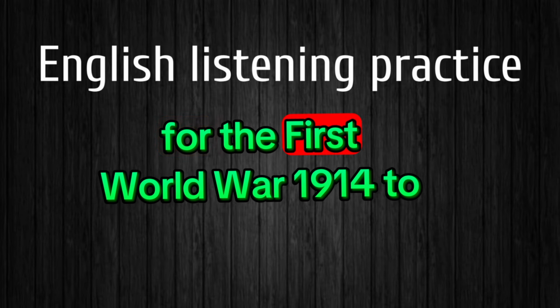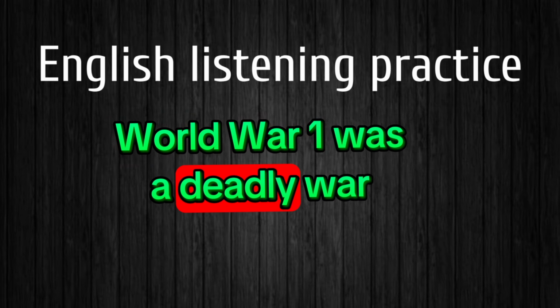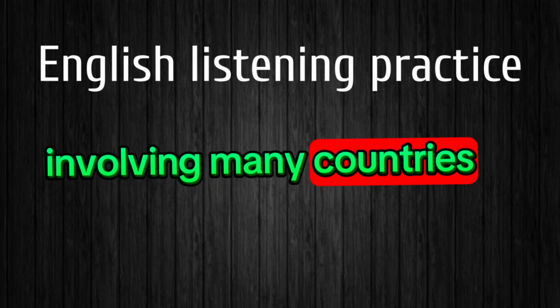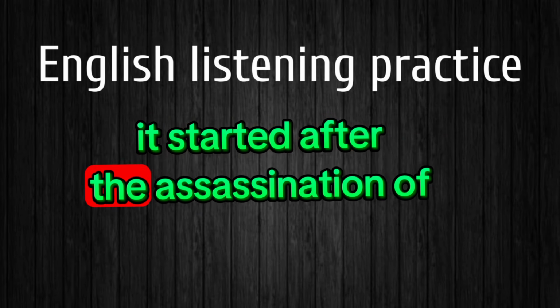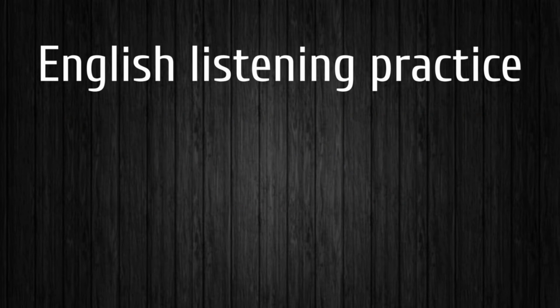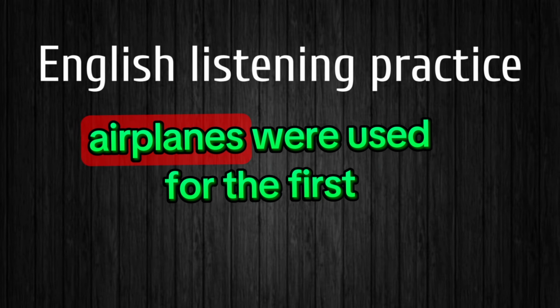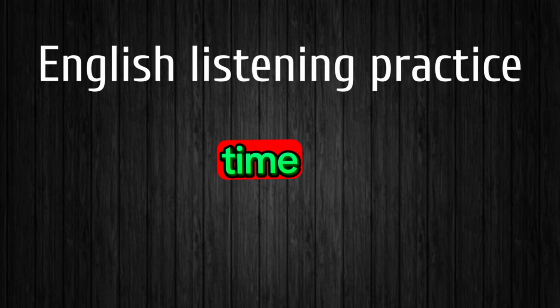4. The First World War, 1914 to 1918. World War I was a deadly war involving many countries. It started after the assassination of Archduke Franz Ferdinand of Austria. Millions of people died, and new weapons like tanks and airplanes were used for the first time.